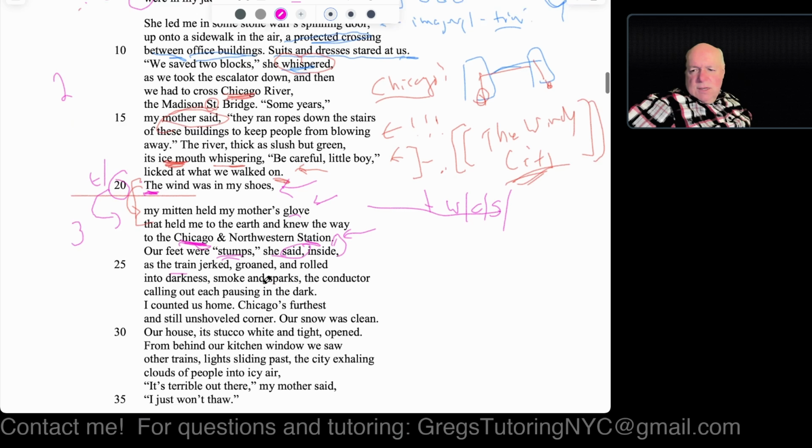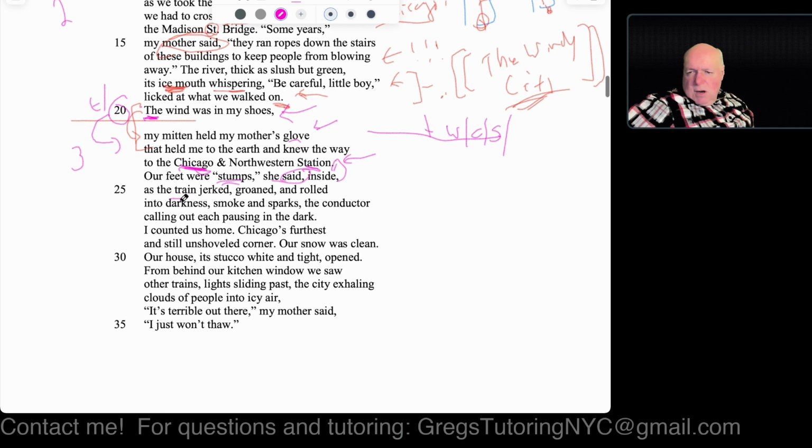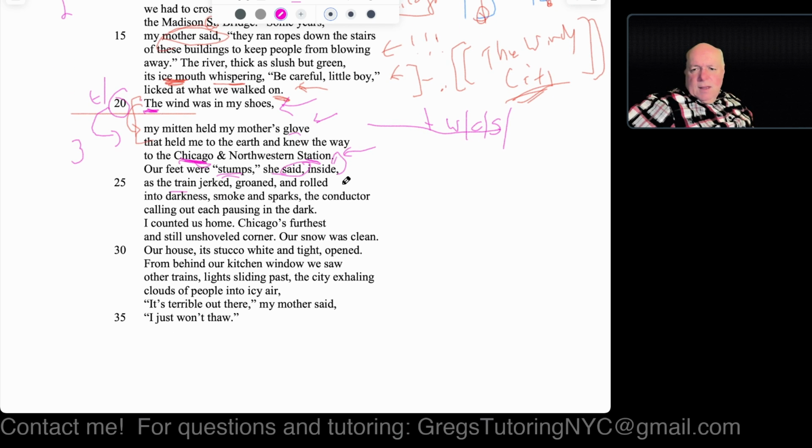and they're on the train. So the train jerked, groaned, and rolled. A lot of students kind of get bent out of shape about this. Isn't that what trains do? Okay? And again, they're even personifying the train here slightly with the word groaned. Trains do jerk around. They do roll around. They're bumpy. They're dark. They're noisy. And again, into darkness. Smoke and sparks. The conductor called out he's pausing in the dark.